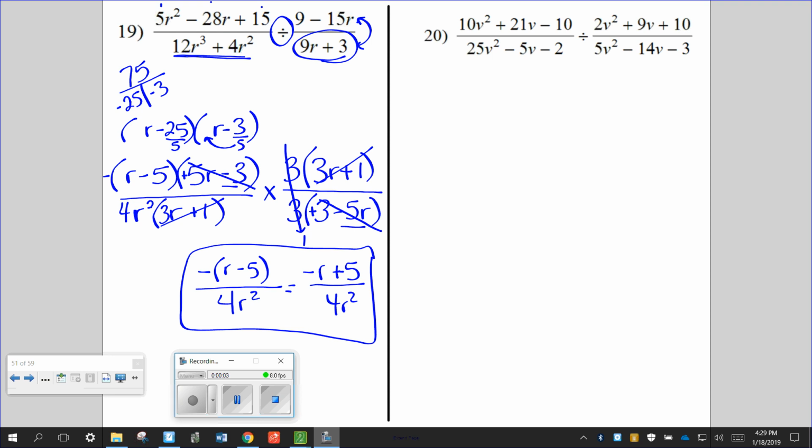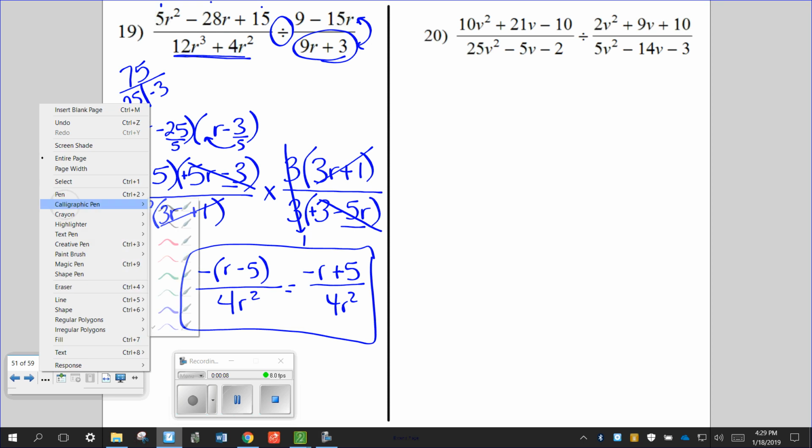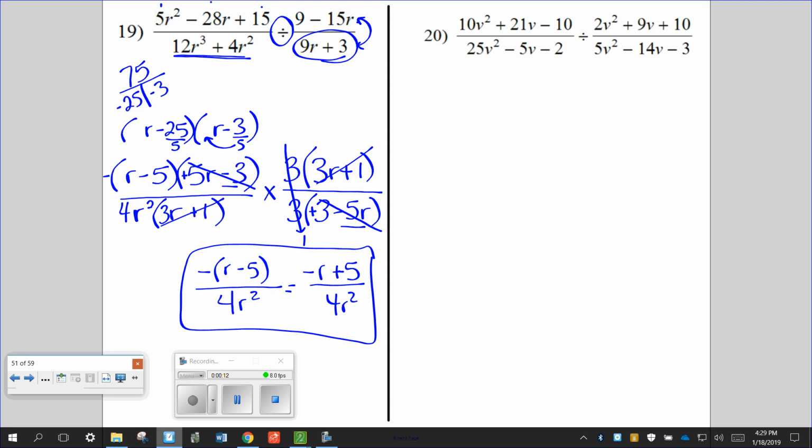Here we go, last problem. For this one, I will choose red. Let's factor the first one. Let's look at the numerator first, up here.